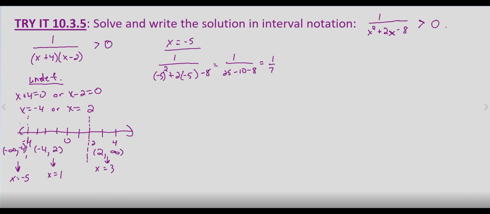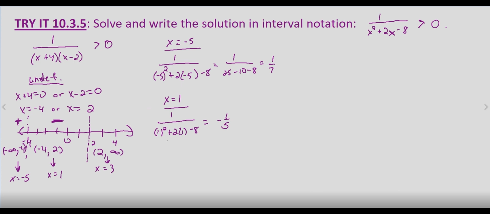So in this interval, it's going to be positive, which is what we wanted. We want it to be positive. So we know that interval is going to be part of our solution. At x equals 1, we have 1 over 1 squared plus 2 times 1 minus 8, which equals 1 over 1 plus 2 is 3 minus 8 is negative 5. So that's going to be negative 1/5. That's negative, so that's not going to be part of our solution.